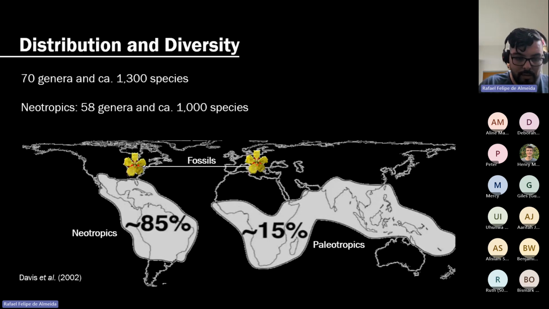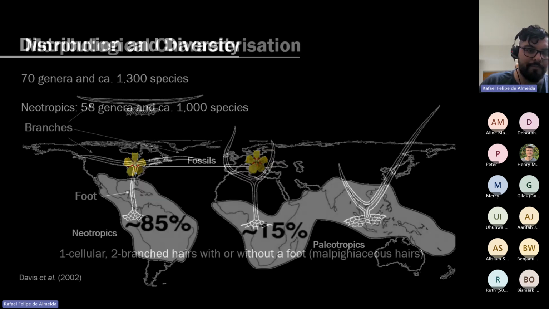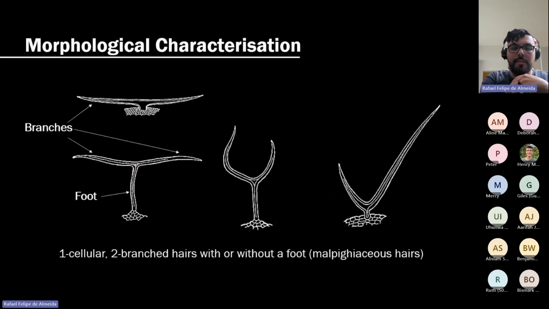When we see these numbers, we might think that Malpighiaceae is not that diverse in Africa, that you don't have anything relevant or beautiful or interesting to study, but it's far from the truth. So I'm going to start talking about the morphological characterization of this family.